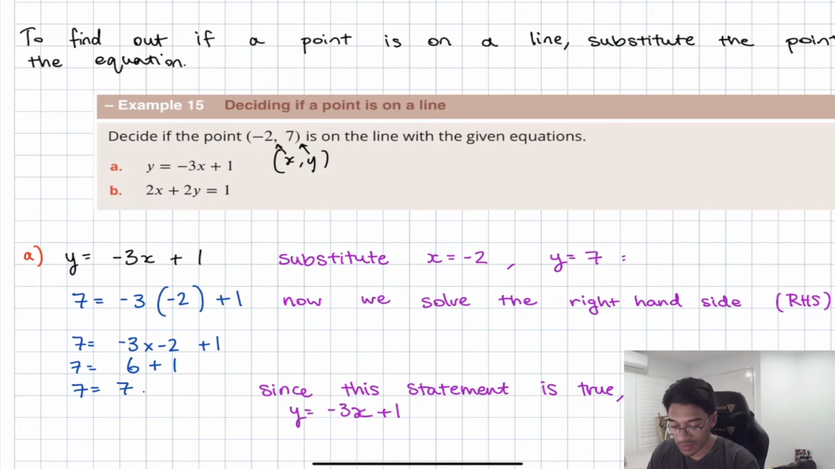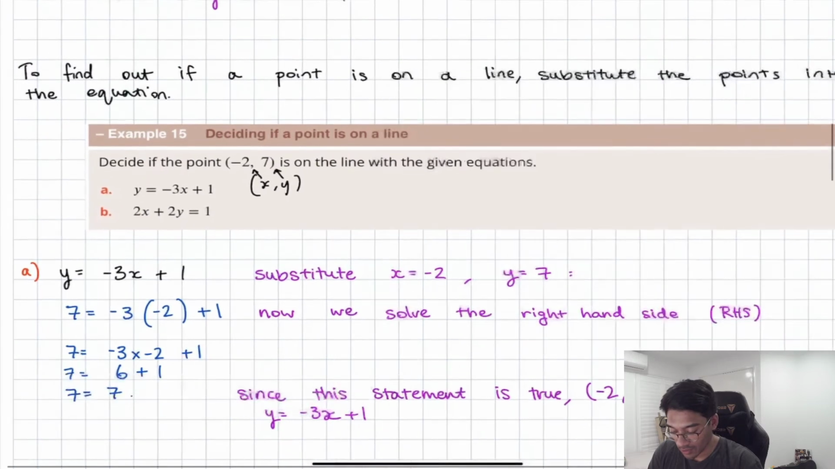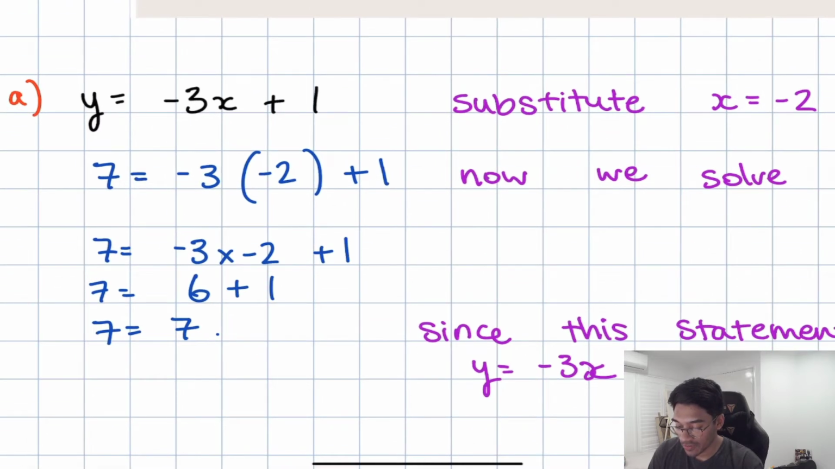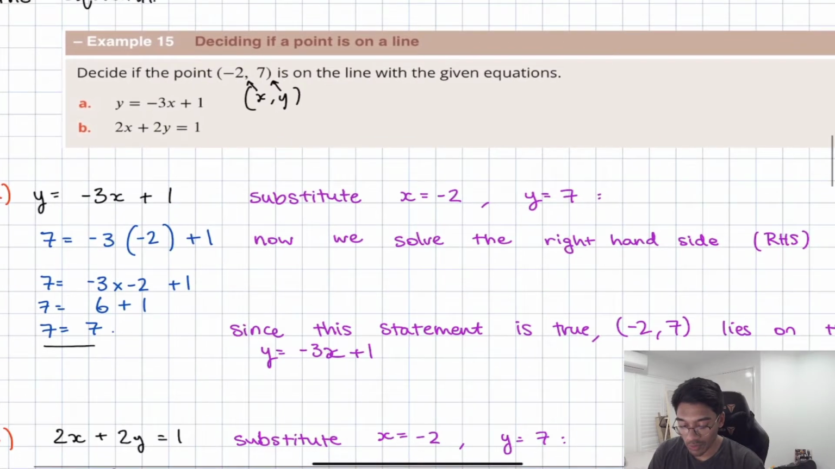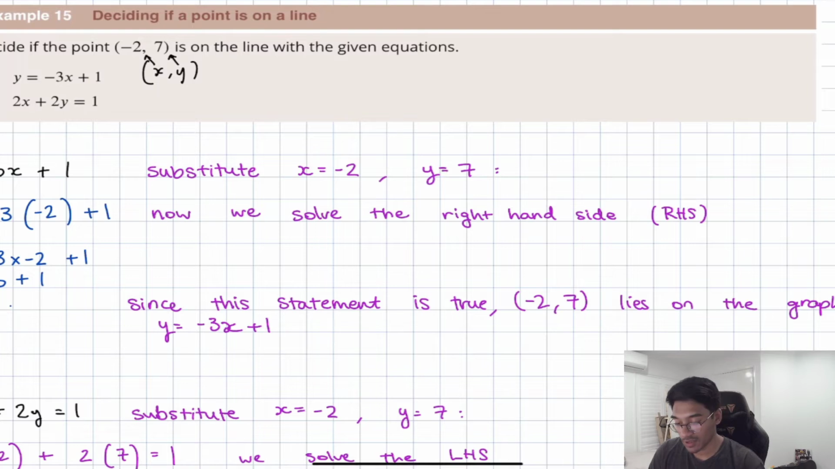So what I'm going to do is I'm going to substitute x equals -2 and y is equal to 7 into the equation. So you can see here, I've let y equal 7, I've let x equal -2, and all we're going to do from here is we're just solving the right hand side of the equation. So 7 is equal to -3 times -2 plus 1, and negative times a negative is a positive. You can calculate if you want, honestly it doesn't bother me. And we end up with 7 equals to 7. So since the statement is true, what that tells me is the point -2, 7 lies on the graph y is equal to -3x plus 1.